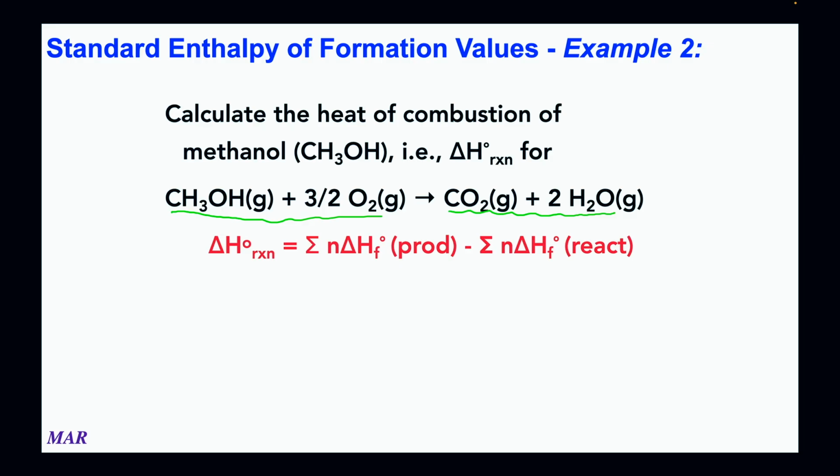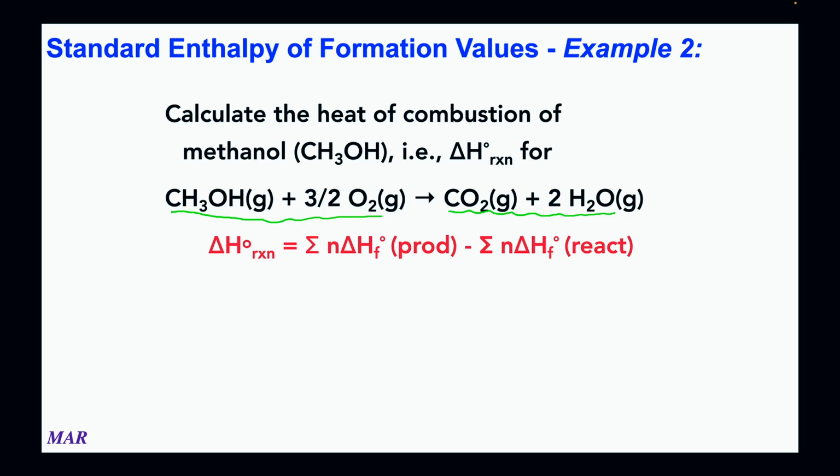But there's 2 things I want to point out. Each of those delta H of formation values is per mole, and you can see you have 2 moles of water here. So whatever delta HF for gaseous water is, you want to multiply it by 2 because there's a 2 in the reaction. Now the other thing is that we have 3 halves O2, and if O2 had a value, you'd multiply it by 3 halves too.